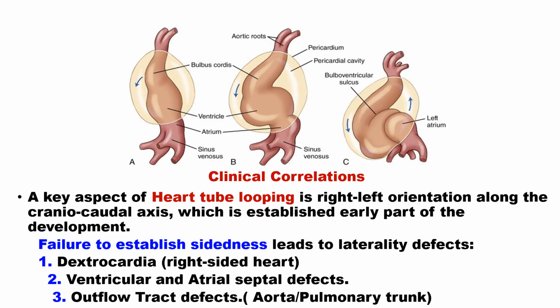Coming to the clinical correlation, the key aspect of the heart tube is right to left orientation along with the craniocaudal axis, which is established as early as the early part of development. Failure to establish the sidedness leads to laterality defects. It may be dextrocardia, right-sided heart, ventricular and septal defects, or outflow tract defects, which lead to aorta and pulmonary defects.